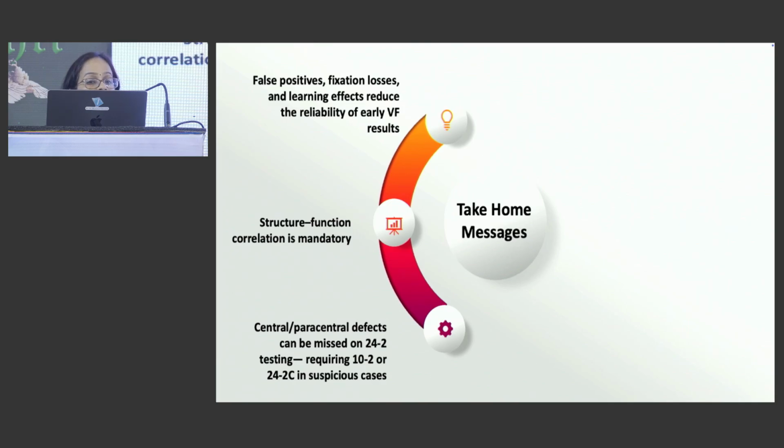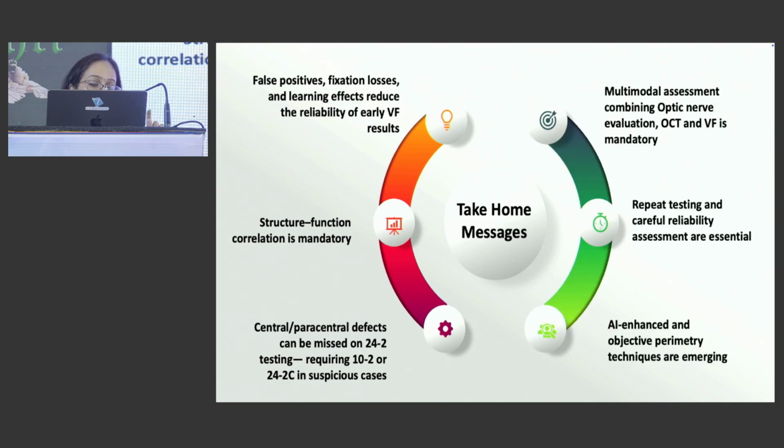So to conclude, the take-home messages will be like false positive, fixation losses and learning effects can reduce the reliability of the visual field. So structure function correlation is mandatory. So if you see any central macular defects, better to do 10-2. Multimodal imaging is important. Repeat testing to improve the reliability, and you can have AI enhanced techniques also. Thank you.